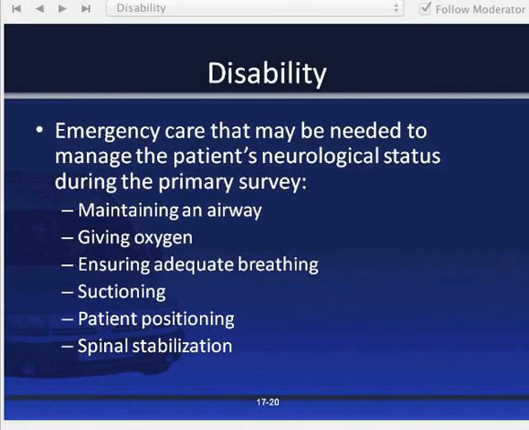Emergency care that may be needed to manage a patient's neurological status during the primary survey includes the following: maintaining an airway, giving oxygen, ensuring adequate breathing, suctioning, patient positioning, and spinal stabilization.